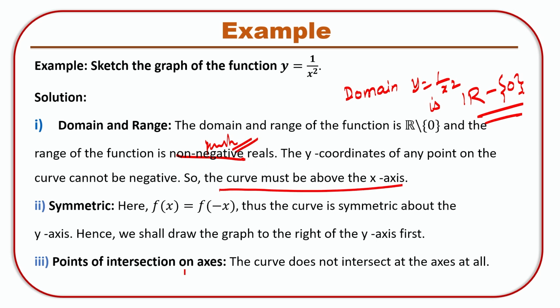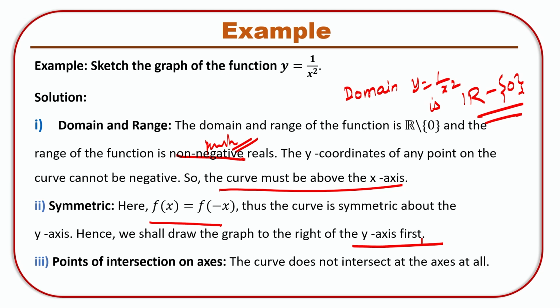Now, symmetry: put the value x equal to minus x, and what do we get? We get the same value. So f of x equals f of minus x, the curve is symmetric about the y axis, and hence we shall draw the graph to the right of the y axis first, right.